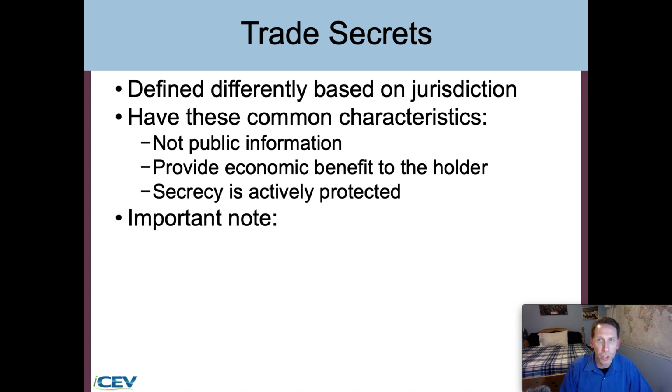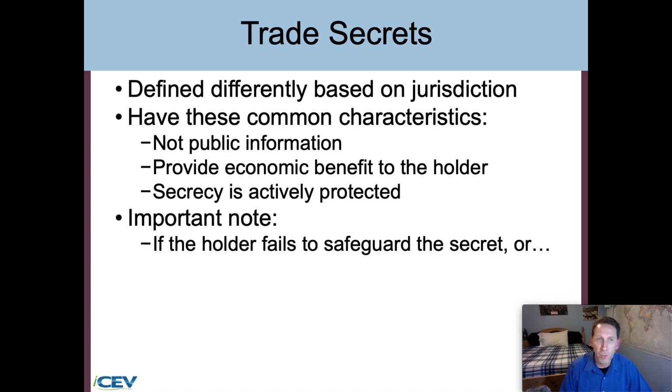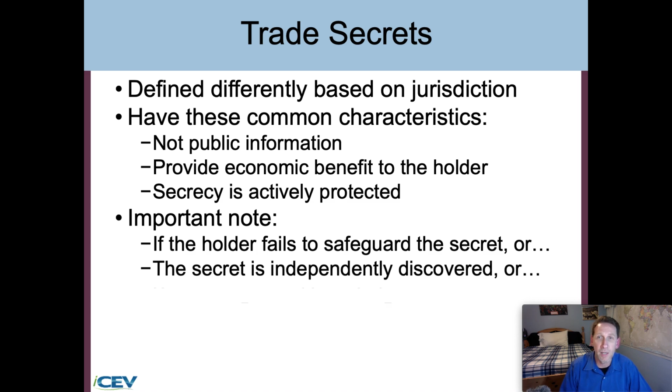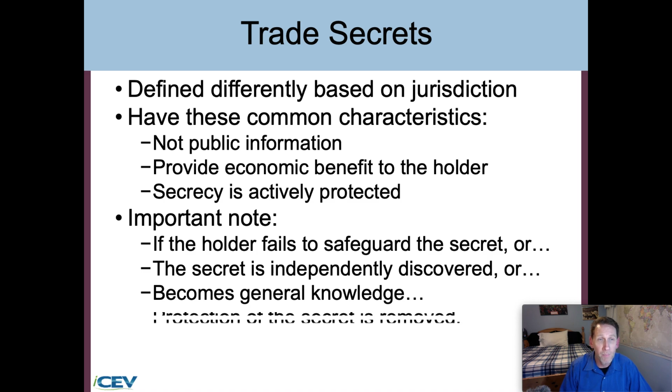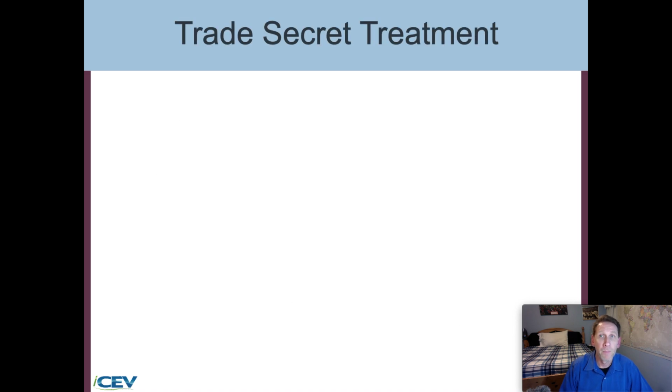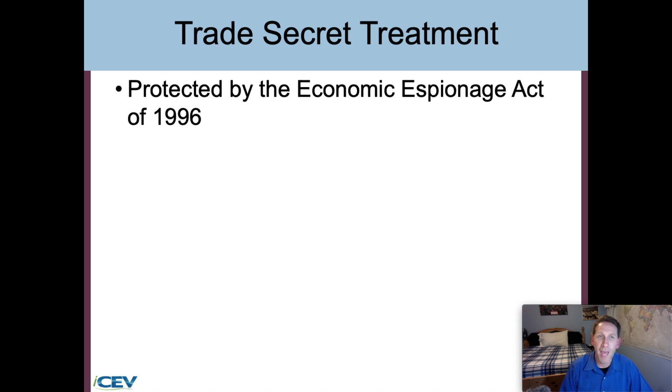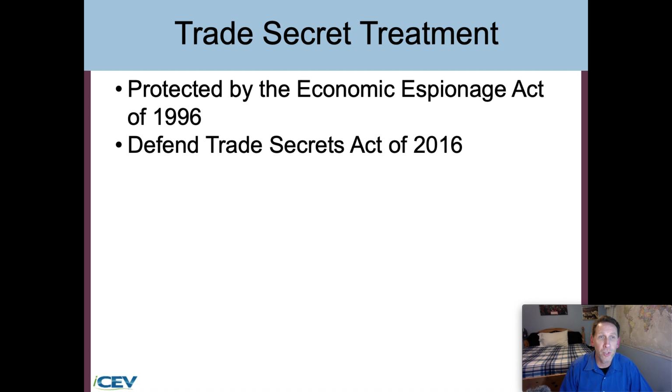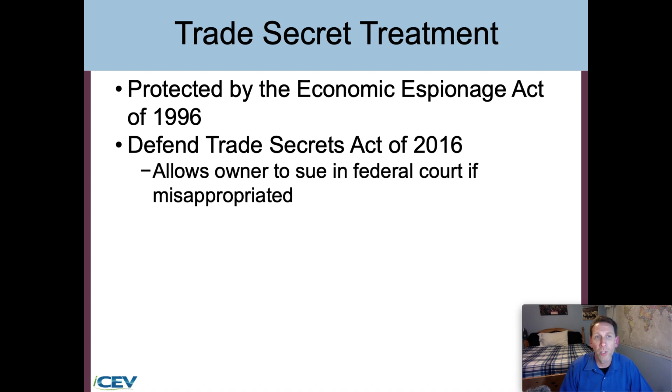It is important to note that if the holder of the trade secret fails to safeguard the secret, or the secret is independently discovered, or becomes general knowledge, then the protection of the secret is removed. Now, trade secrets are protected by the Economic Espionage Act of 1996 and the Defend Trade Secrets Act of 2016. Now, this act allows the owner to sue in federal court if the trade secret is misappropriated.